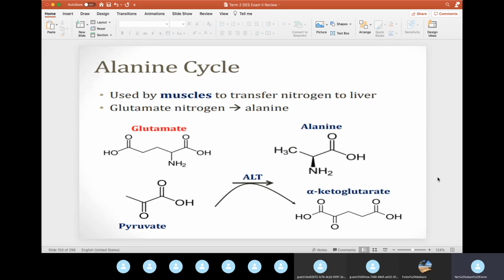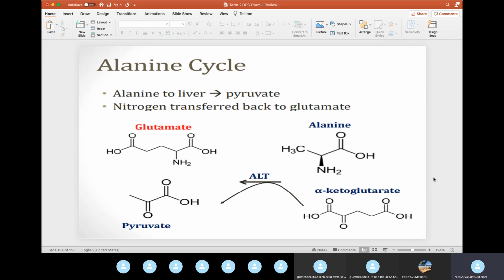How about alanine? In the muscle, what happens? You have glutamate and pyruvate. So it transfers a nitrogen to the liver. Look at the nitrogen here in the glutamate, right? Where does it go? Via your ALT, it goes to alanine. The alanine is now carrying the ammonia, the NH2.